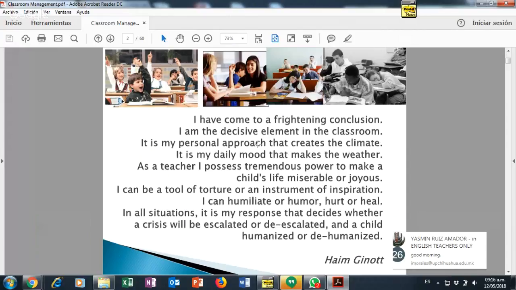He says, I am the decisive element in the classroom. Absolutely. What happens, Profe Fernando, if a teacher comes in a bad mood to class? Well, the whole class perceives that. It is very important that we give the best of us. When we come to class, we have to put away our problems and come very positive. Yes, absolutely. Adriana, has it ever happened to you that you arrive to the class and your students tell you, "Está enojada, maestra?"